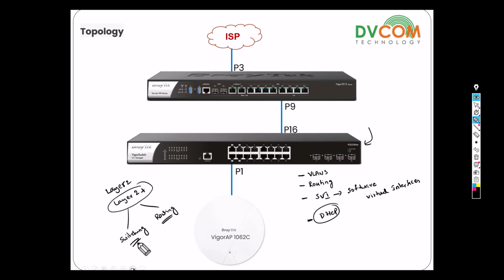Okay, so in the routing, you can enable the routing between the VLANs, you can configure the virtual interfaces, and you can enable the DHCP as well. Those things we are going to see in this video. Let's go and have a look.